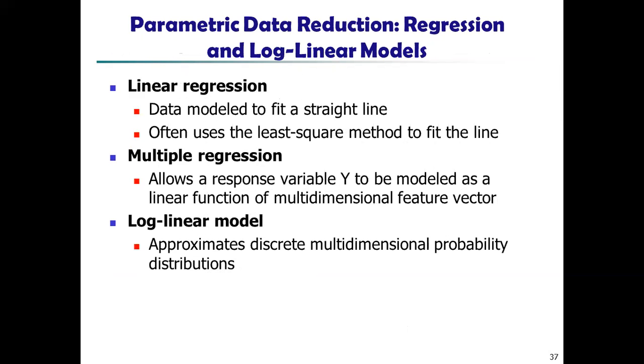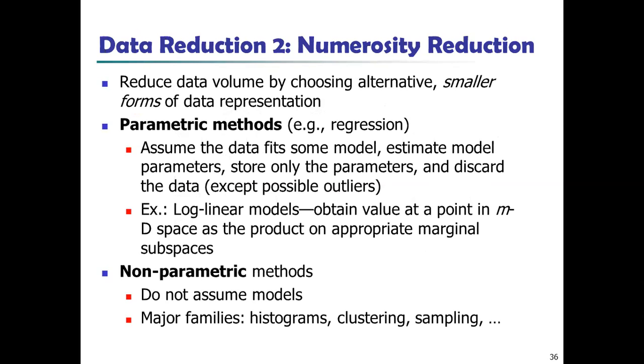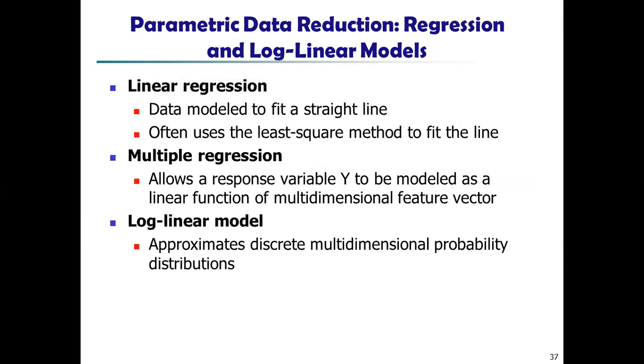These are the data reduction methods, parametric data reduction methods. Second one is the non-parametric methods. Generally, these numerosity reduction methods you have to divide into two types. One is the parametric methods, and second one is the non-parametric methods. So here, first one is the parametric data reduction methods: regression and log linear models, linear regression and multiple regression, and log linear model.